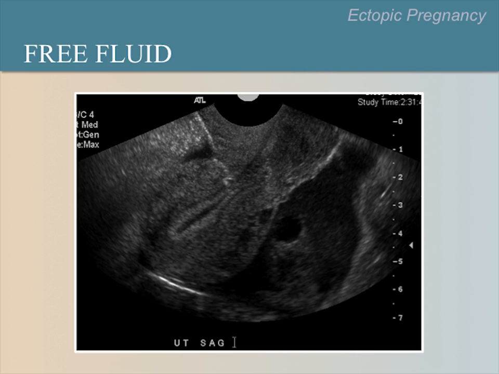This is another example of how free fluid can look when there is bleeding from an ectopic pregnancy. Please pause the video now to ask a volunteer to identify the free fluid in this image. In this image, there's a large amount of echogenic material in the posterior cul-de-sac, which is what we call the space just behind the uterus. This is likely blood clot.